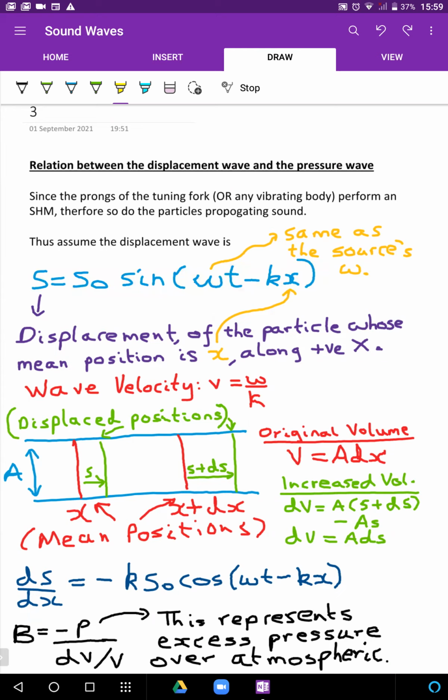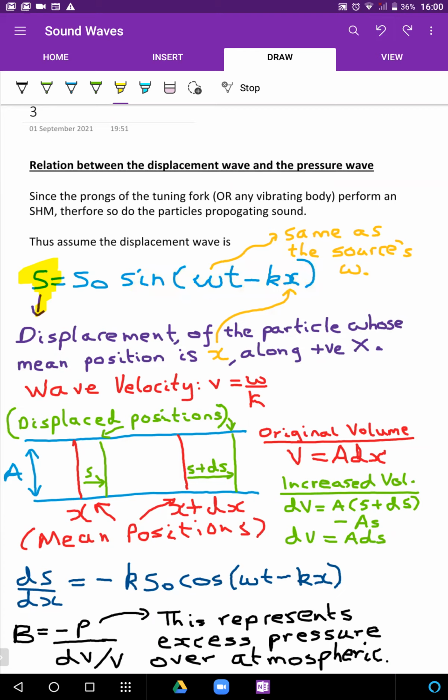Now, what do I mean by S? S naught, of course, is some amplitude. We can understand this as a traveling wave equation. We are comfortable with understanding why it is S naught sine omega t minus kx. That would be the equation of a transverse wave, where oscillations are perpendicular to the direction of propagation.